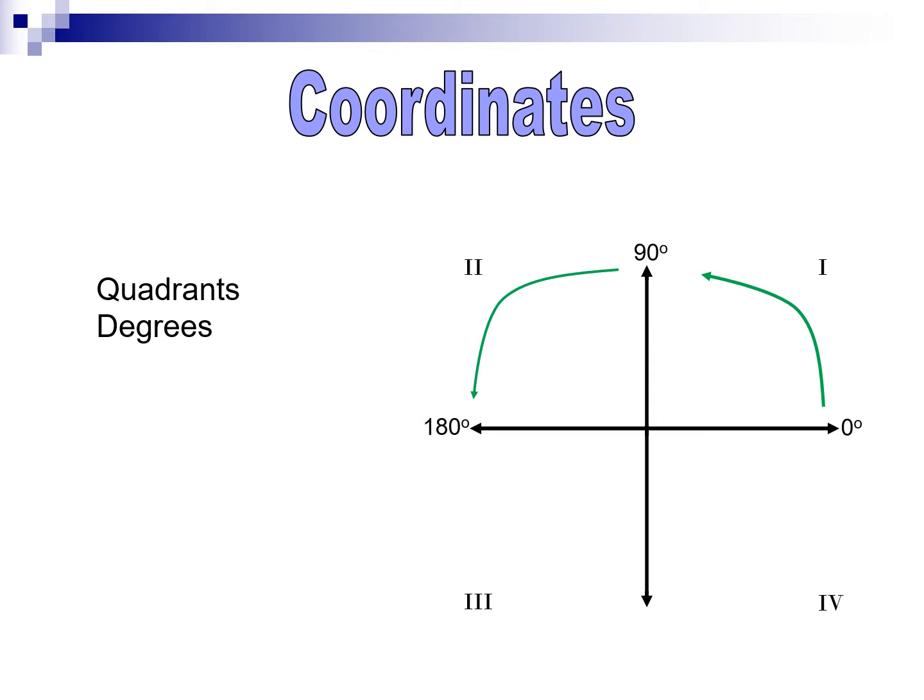And then furthermore, the next one over, a little bit harder to remember, but it is 270 degrees. And then finally, if we wrap all the way around, it turns out that 0 degrees is the same as 360 degrees.